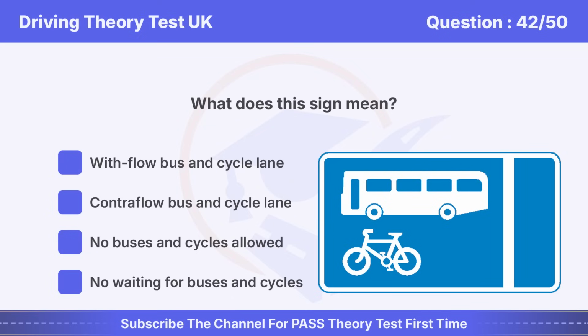Question 42. What does this sign mean? Option A. With flow bus and cycle lane. B. Contraflow bus and cycle lane. C. No buses and cycles allowed. D. No waiting for buses and cycles.